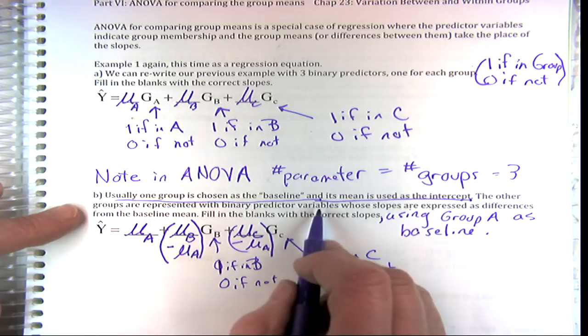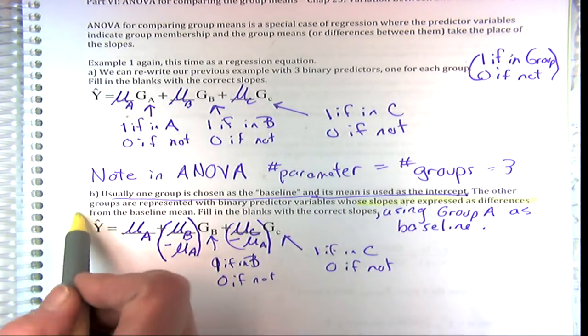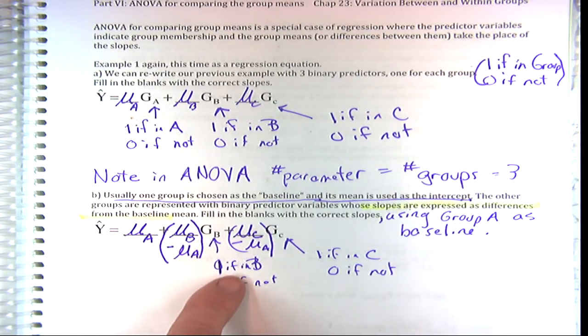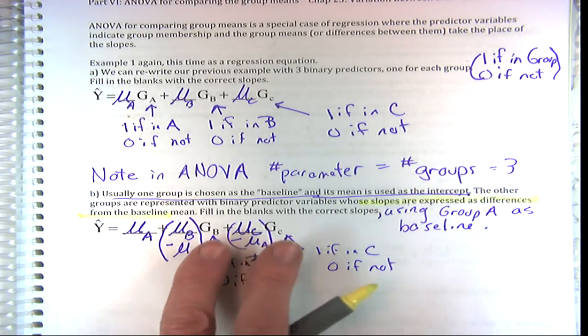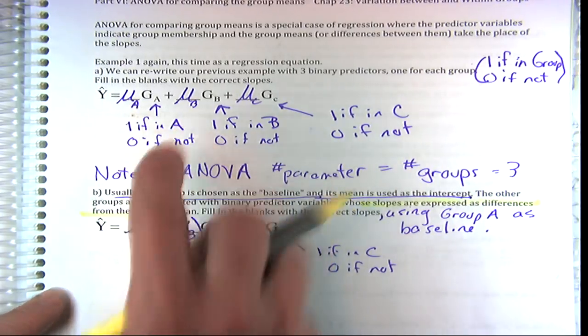The other groups are whose slopes are expressed, and this is the way you'll usually see it. So if you have 3 groups, you just have 3 minus 1, 2 slopes and 1 intercept. See, this is written without an intercept.